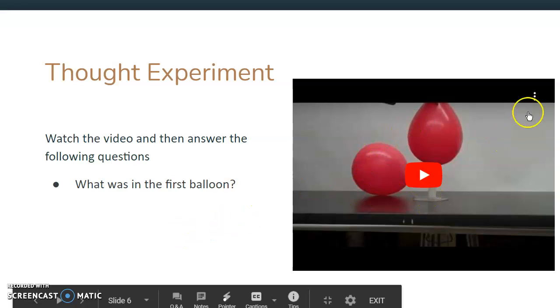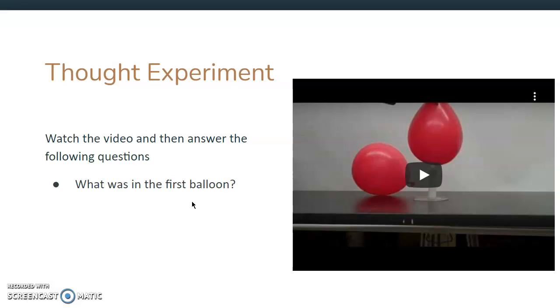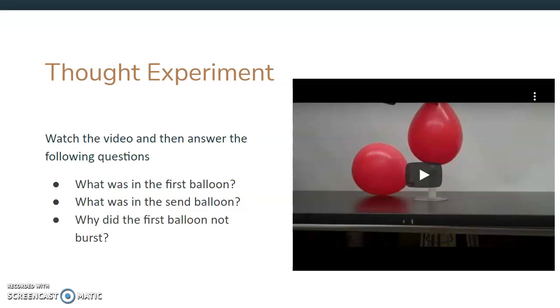It looks kind of heavy, and then they set it back down, and it sat a little bit different than a normal balloon would. What was in this? Oh, that should say second. What was in the second balloon? Sorry about that. Second balloon. Why did the first balloon not burst, and why did the second balloon burst?